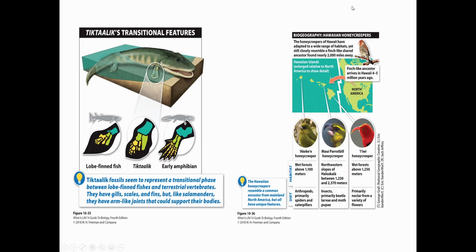Going into our next piece of evidence is biogeography. So the example we're using is the Hawaiian honey creeper. These guys are adapted to a wide range of habitats, and yet they still look like an ancestor found nearly 2,000 miles away.